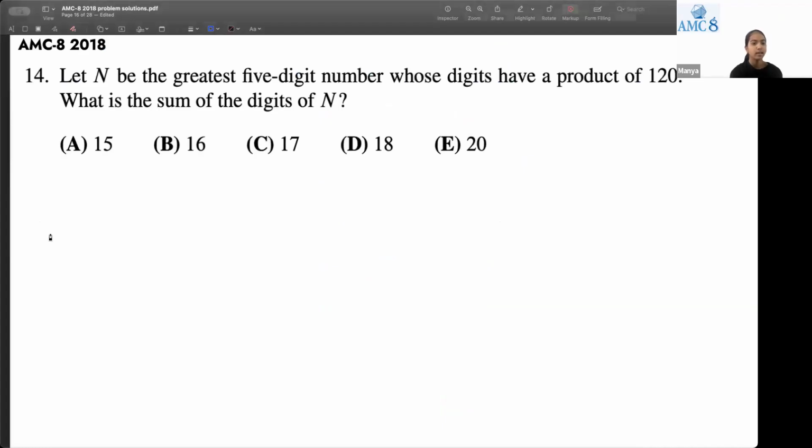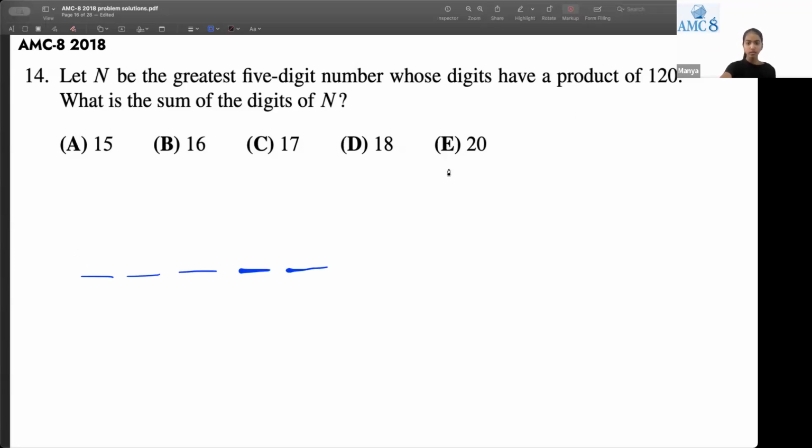Problem number 14. Let n be the greatest 5-digit number whose digits have a product of 120. What is the sum of the digits of n? So n is the greatest 5-digit number whose digits have a product of 120. So I'm going to do five empty spaces for the 5 digits.